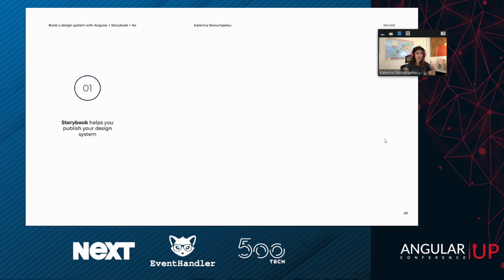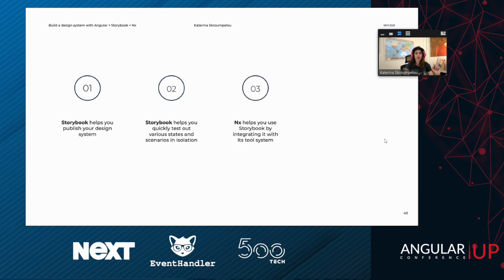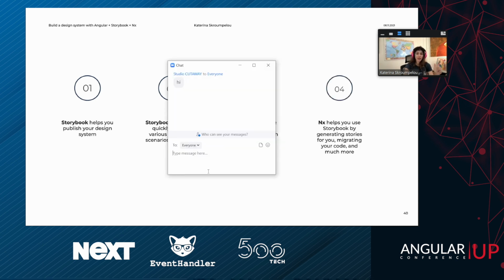So first one, Storybook helps you publish your design system, right? As you saw before, we have a couple of components. We can build this and publish it as a live URL, and share it with our team or whoever else we want. Also, Storybook helps us quickly test out various states and scenarios in isolation. Nx helps you use Storybook by integrating it with its full system. And Nx helps you use Storybook by generating stories for you, migrating your code, and much more.